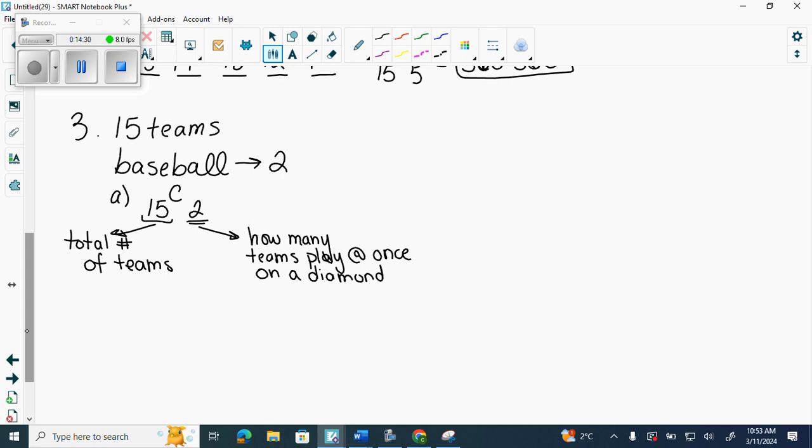Not because we're playing them each other twice or 3 times or once. It's because 2 teams play at a time. So this would be playing once. What do we get? 105. What if they played each other twice? I would get twice as many games, wouldn't I? So I just go 15C2 times 2, which is 210. Right? The 2 isn't because I'm playing twice. The 2 is because I'm playing 2 teams at a time. Yes?